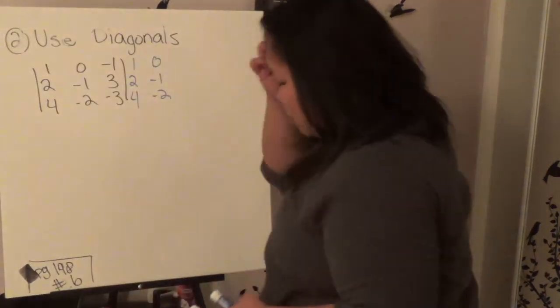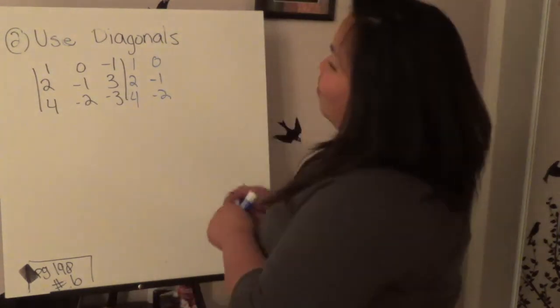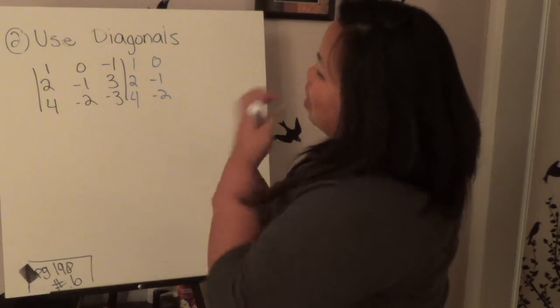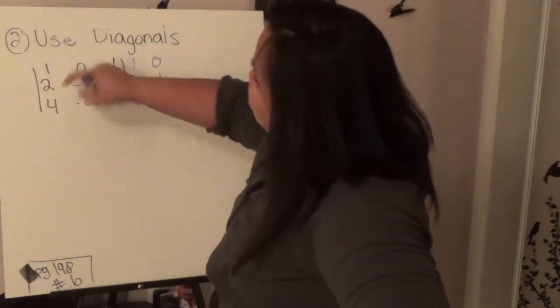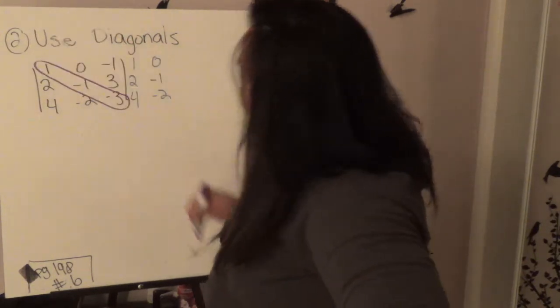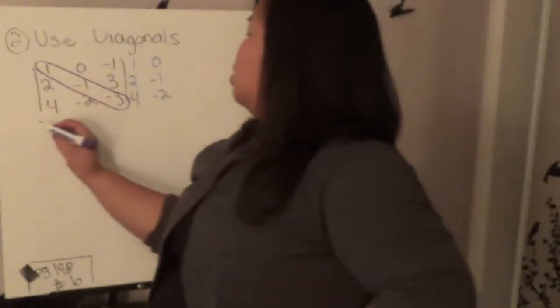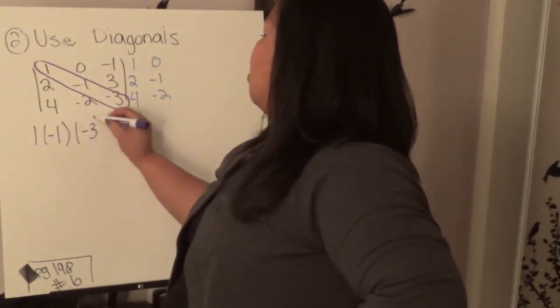I apologize, I have to use my book. So I'm going to take the very first diagonal that has 3 in it. Okay, so this one only has 1 in the diagonal, this only has 2. So this is my very first one right here. Okay, and I'm going to multiply all those together. So I'm going to do 1 times -1 times -3.